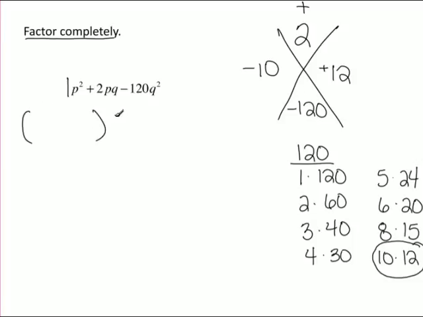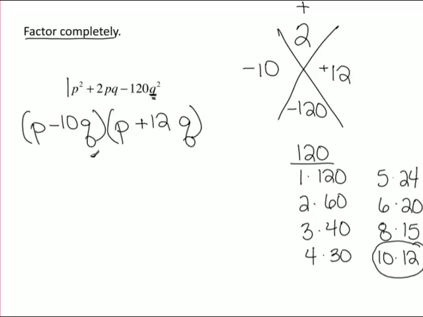So now let's set it up. We put our parentheses here. And we have P and P. But we have this extra Q here at the end. So we need to put a Q down here and a Q at the end over here. Because when we multiply Q times Q, we're going to get this Q squared at the end. So now we put negative 10 and a positive 12.